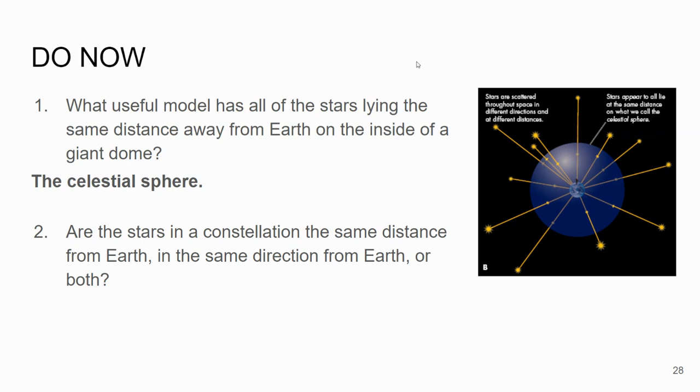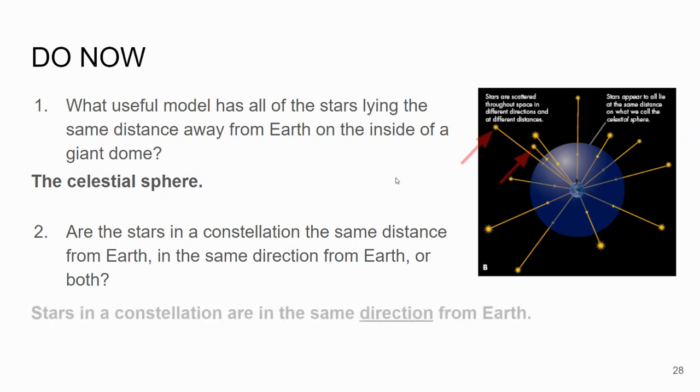Are the stars in a constellation the same distance from Earth, in the same direction from Earth, or both? Well, if they're in a constellation, they're always going to be in about the same direction from Earth. They might actually be the same distance away, but there's no way of telling just by looking at them from the Earth. So in this picture here, you can see a person on Earth looking out this way, and on the celestial sphere, this person sees two stars that appear to be very nearby. But what is their actual three-dimensional arrangement in space? Well, this one's much closer than this one.